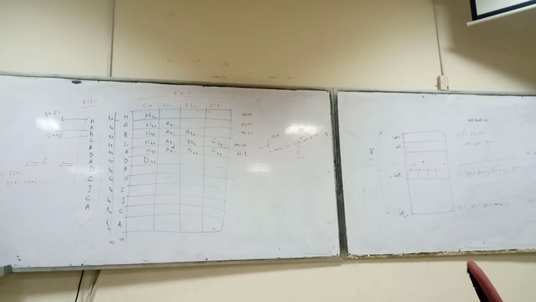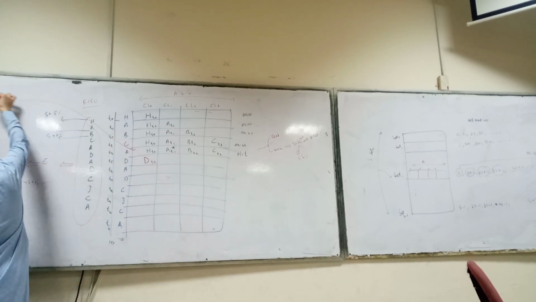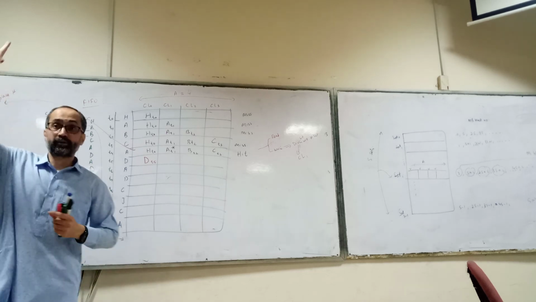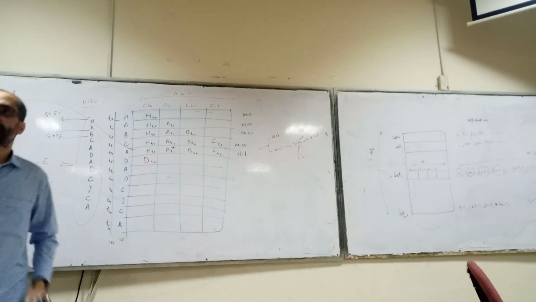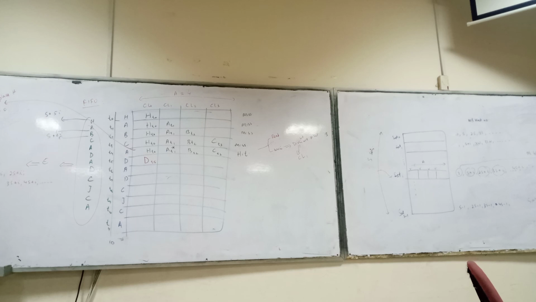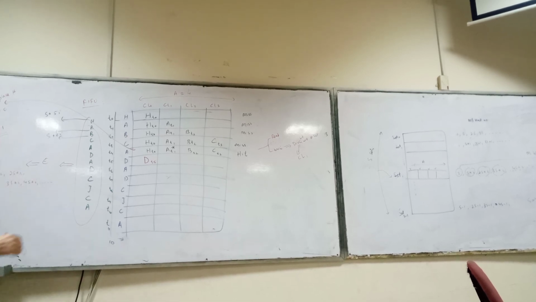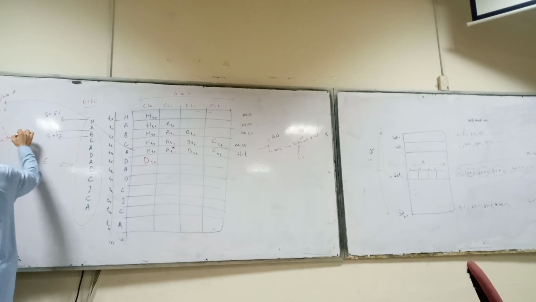Now it depends. Let's say you are replacing H at this point. There are two possibilities. When the dirty bit is 0, we just replace it. When the dirty bit is 1, it will be written to main memory. So update the main memory contents.